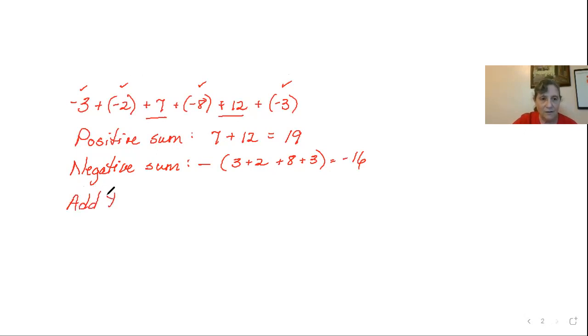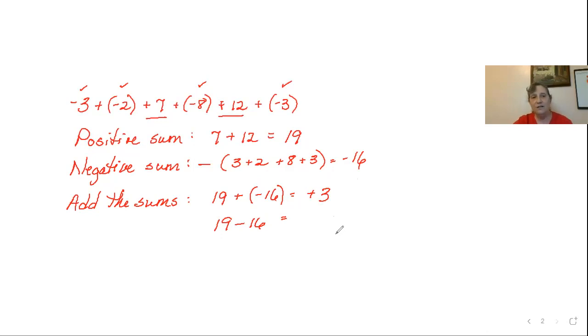And then add the sums. So we're going to be adding, except for the very last step. If we add a positive 19 and a negative 16, which you'll notice is going to be the same thing as 19 minus 16. The 19 is larger, so it's going to win. So this is going to be a positive answer. And the difference between 19 and 16, because these have different signs, is going to be a 3.